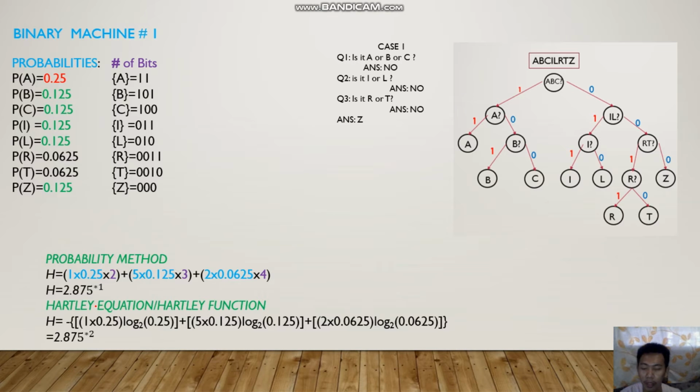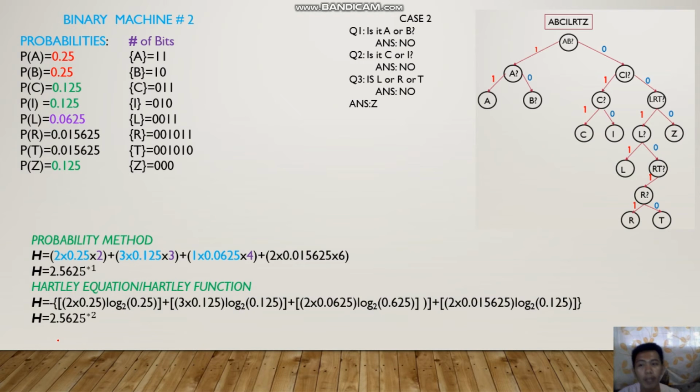So using the Hartley equation or Hartley function, we have this formula: 0.25 at this probability, and 0.125, which occurs 5 times, log base 2 of 0.125. Simplifying this equation, it derives to the same answer using the Hartley equation, 2.875.